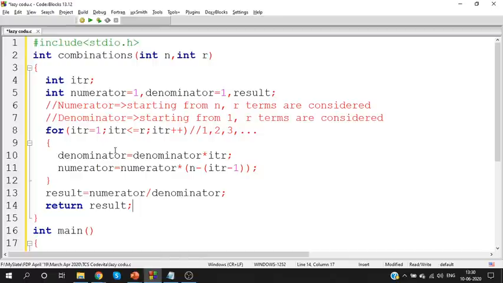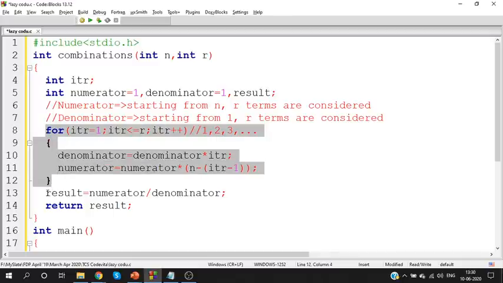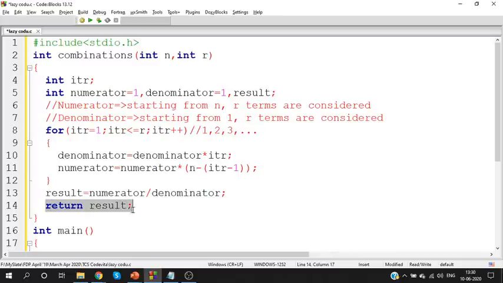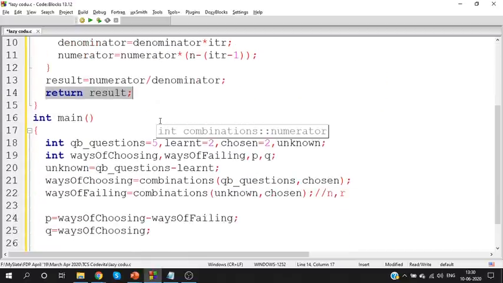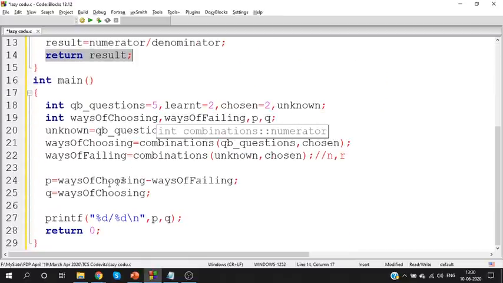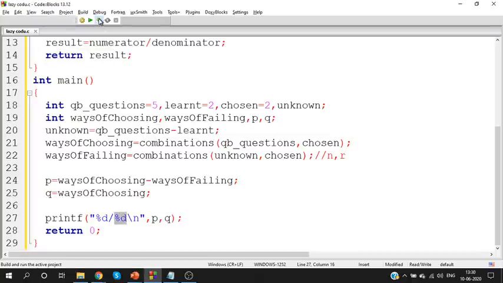And return the result value. That's it. Is it clear? So when you calculate combinations, don't use a naive formula. Use the simplified formula. Finally divide the values and return the result. So now combinations is defined. So what should be your output for passing? For passing, the numerator should be 7. The denominator should be 10. Shall we check that?